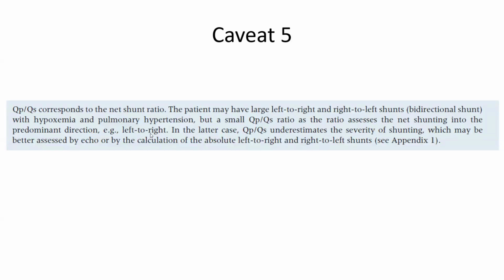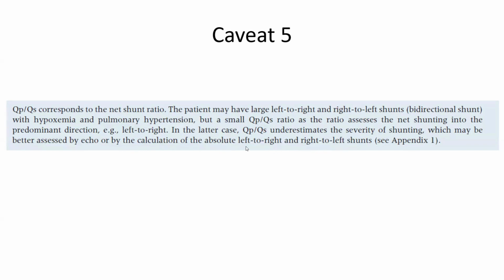For example, you have a huge left to right and a huge right to left shunt, but the left to right is a little higher than the right to left, so you end up with a QP-QS of 1.2. That doesn't mean that the left to right shunt is small, it's just the net difference is small. So in that case, the QP-QS underestimates the severity of shunting, which may be better assessed by the calculation of the absolute left to right and right to left shunt.